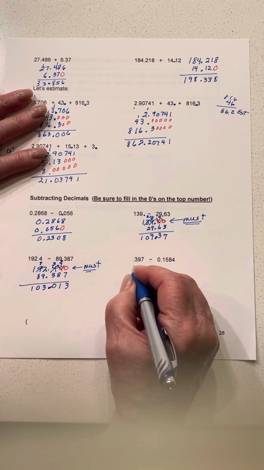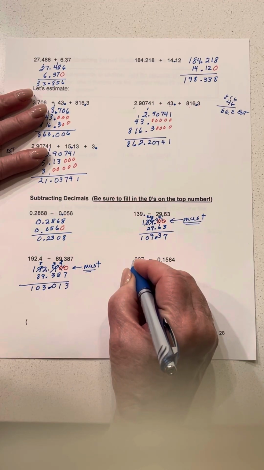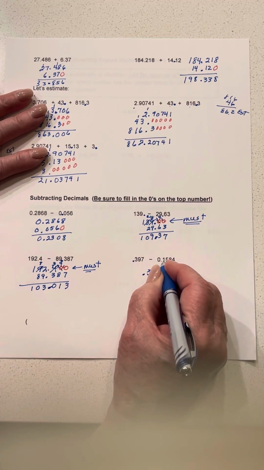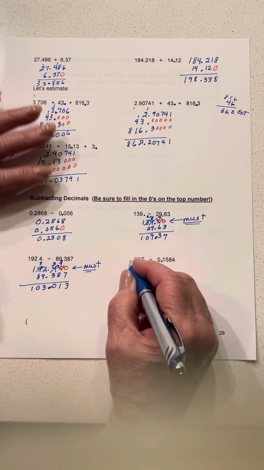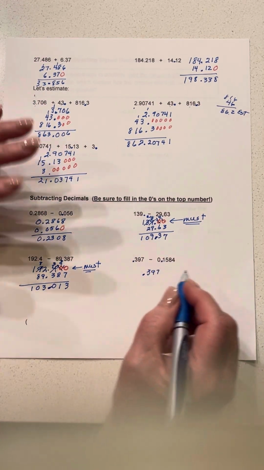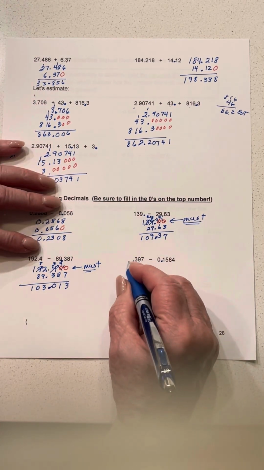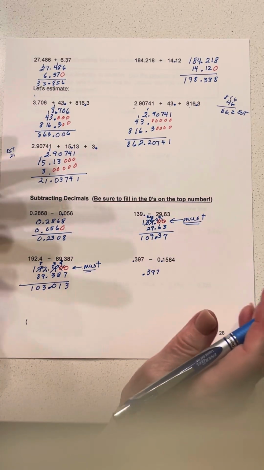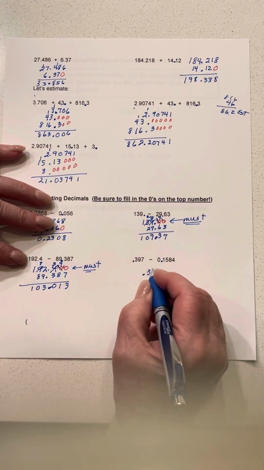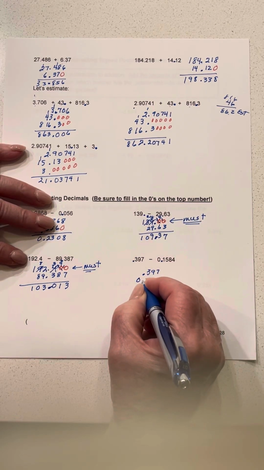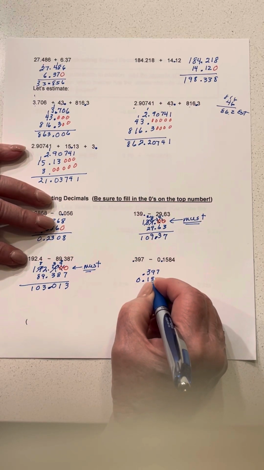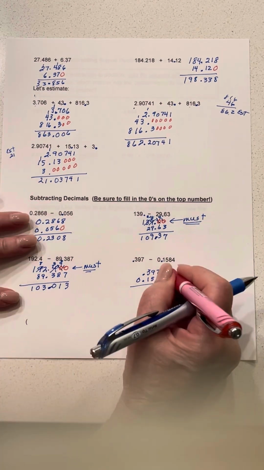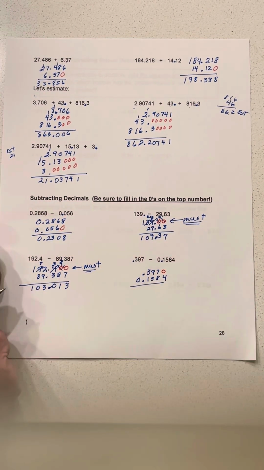I'm not sure if that's a decimal point there or not. Let's say it is. And we're going to subtract this. I can't imagine that that is supposed to be there, or I would have a 0 out there. But we'll do it this way, and then we'll do it as if it's a whole number, 397. So we're going to line up the decimal points. And again, we've got an empty space on the top, so we need a 0 for sure.